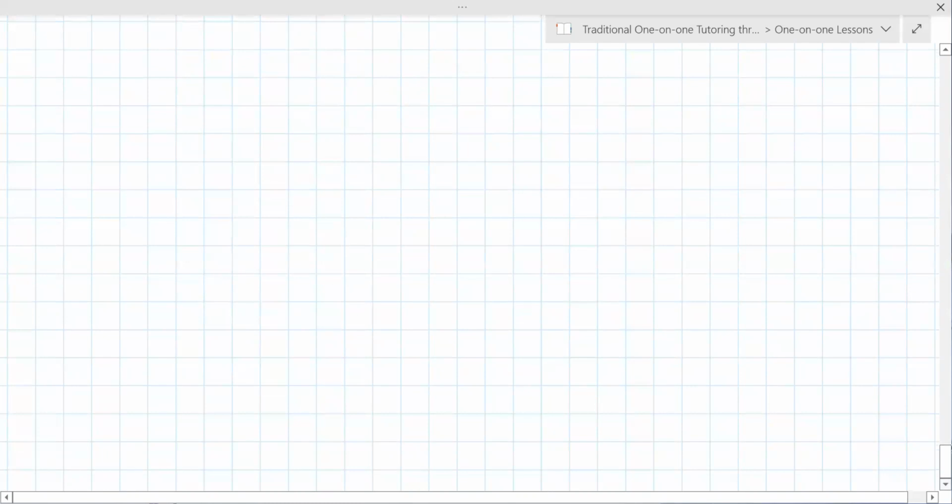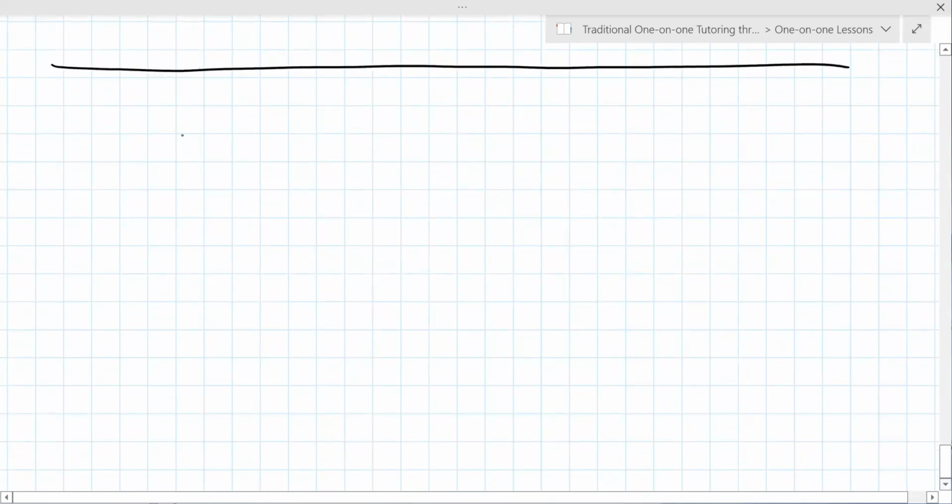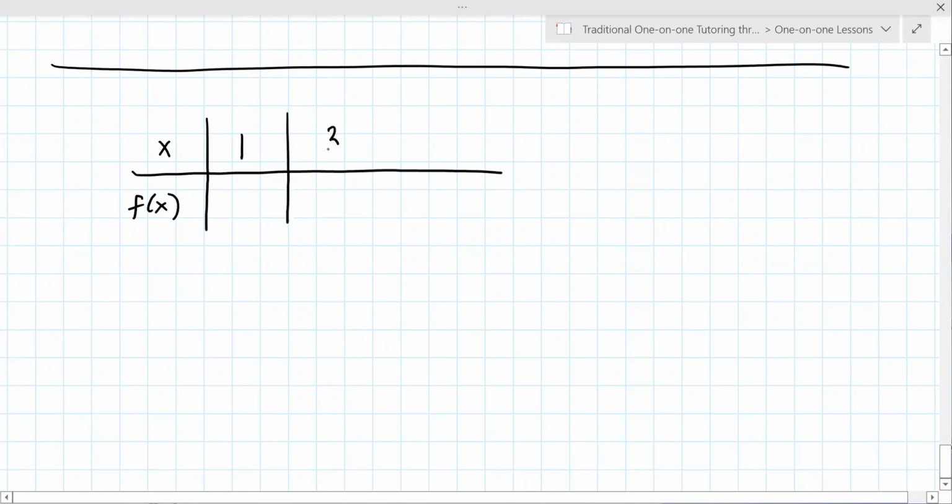So let's look at another problem. We'll do another table here. We're going to do x and f of x. This time x is 1, 3, 5, and f of x is -7, -5, -3. What is the pattern?